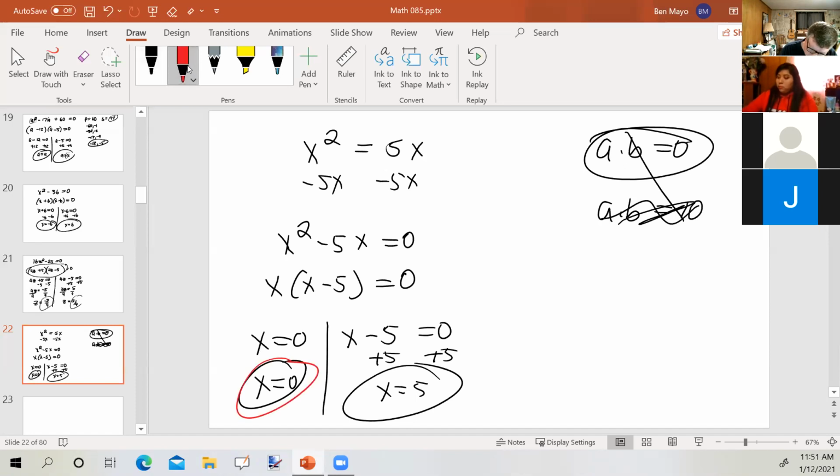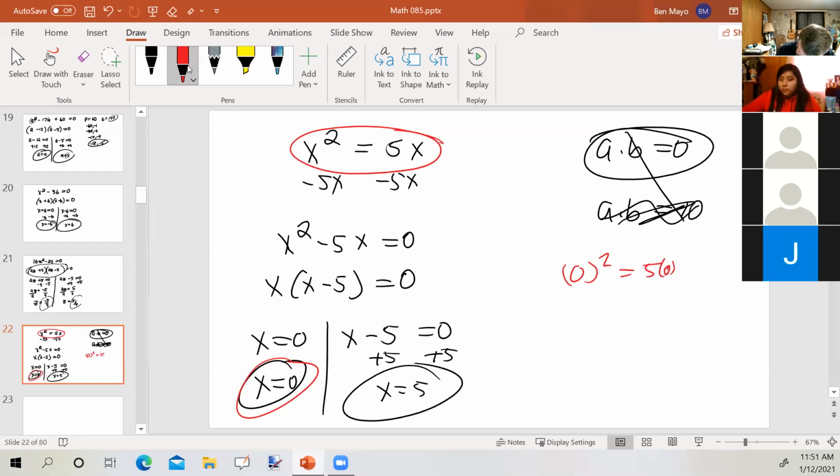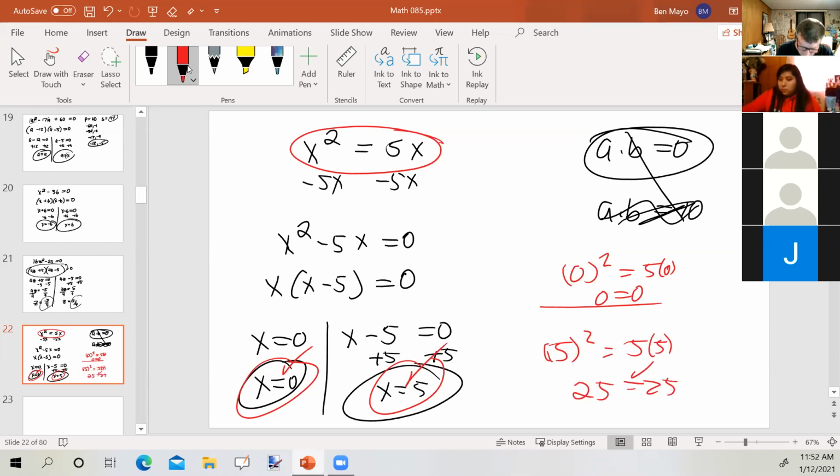Let's check our work on this one. Let's take x equals 0 and put it into that original equation. We'd have 0 squared equals 5 times 0. 0 equals 0, so that checks. Let's take 5 and put it in there. We'd have 5 squared equals 5 times 5. 25 equals 25. That one checks as well.